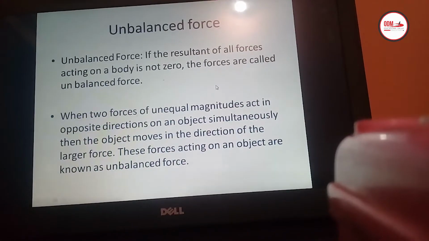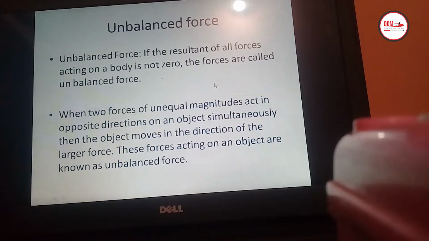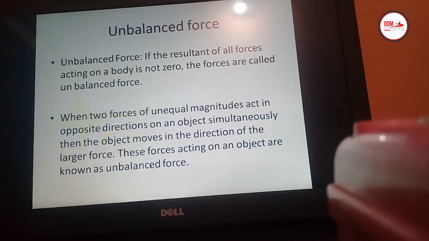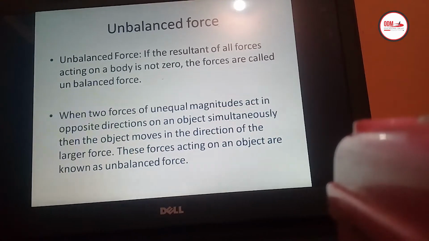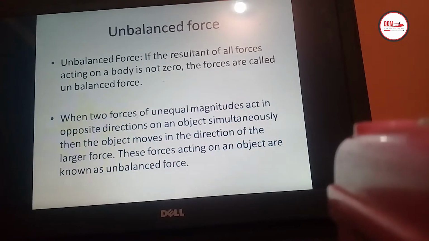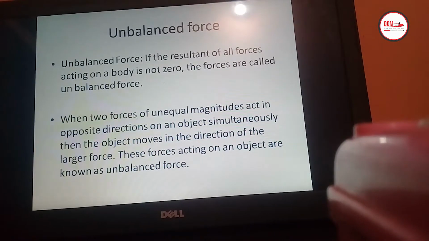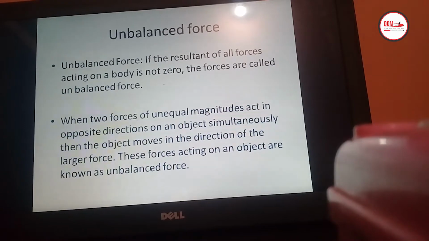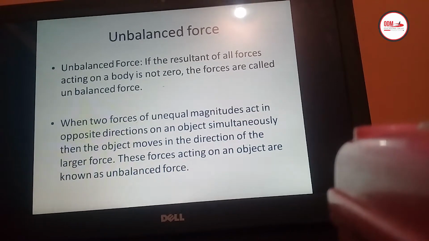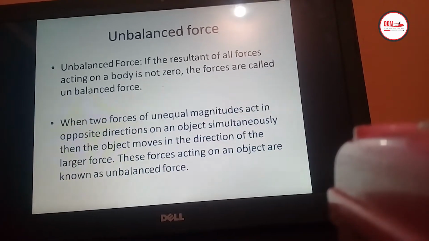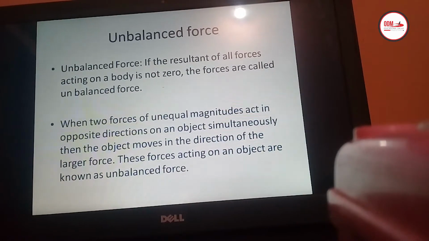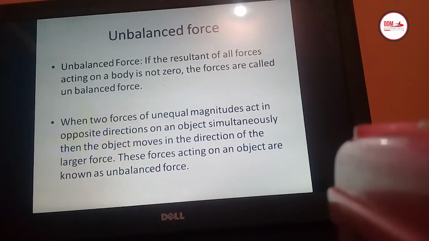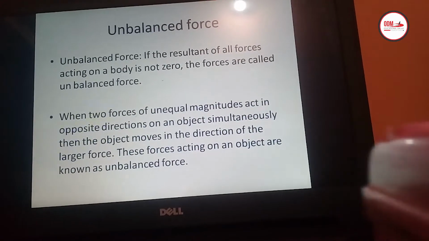Similarly children, we can discuss the unbalanced forces. Children, when the resultant of all the forces acting on a body is not zero, the forces are called unbalanced forces. So when two forces of unequal magnitude act in opposite directions on an object simultaneously, then the object moves in the direction of the larger force. So these forces acting on the object are called unbalanced forces. Unbalanced means the net force is not equal to 0.